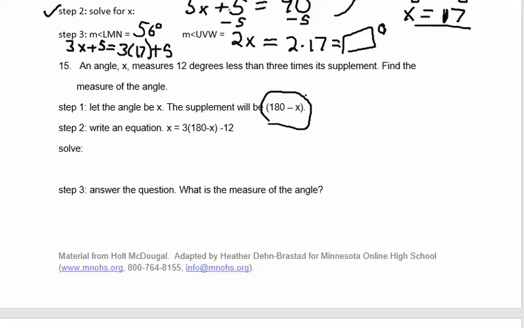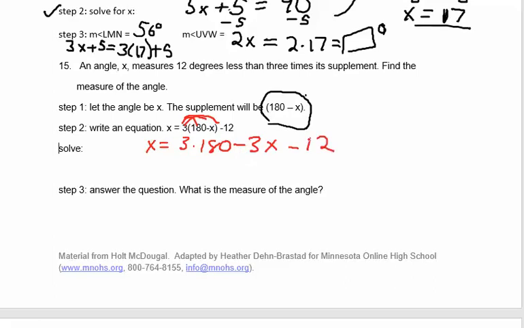So if you're having trouble solving equations, this is algebra review. You should have learned how to solve equations in algebra, but if you forgot, we check to see if we can do the distributive property, which, yes, we can right here. So I have to take 3 times 180. Let me rewrite this. X equals 3 times 180. And then I put the minus sign, 3 times x, because the distributive property says you have to take 3 times 180 and then 3 times x. Don't forget to write the minus 12 at the back.